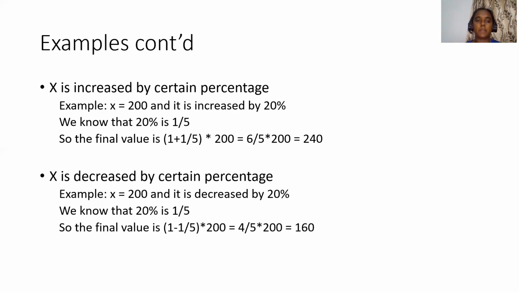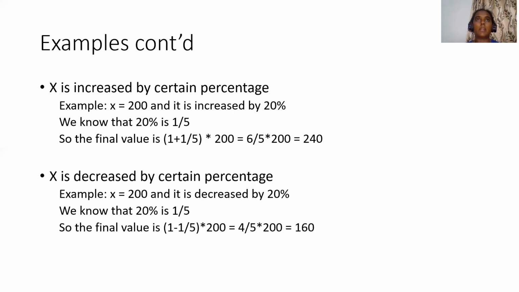So when x is increased by a certain percentage, we add that fraction to 1 and then multiply it by the current value of x. Similarly, if x is decreased by a certain percentage, let's say again we take the same values, x equal to 200, and we decrease it by 20%. We know that 20% is nothing but 1 by 5. In case of decrease, we subtract the fraction from 1 and then we multiply it by the current value of x. In this case, 1 minus 1 by 5 into 200, which is equal to 160.